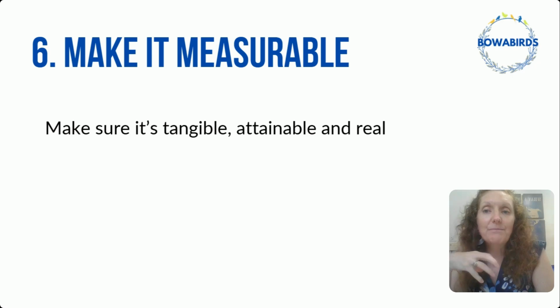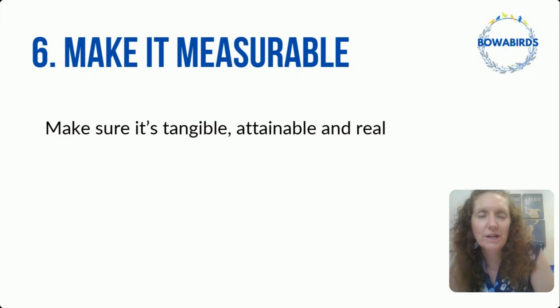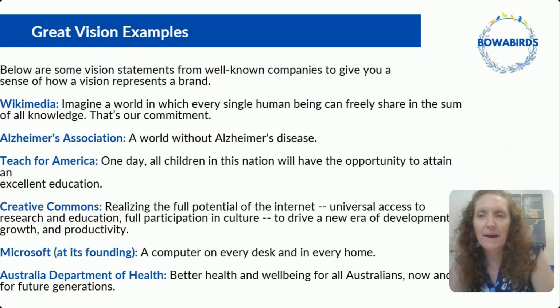And then you want to make it measurable. So you want to make sure that it's tangible, attainable, and real. So it needs to be specific. And attainable might be a broad stretch because we also want this to be visionary. We want this to be so visionary that people get excited about it. So some good examples of vision statements below.